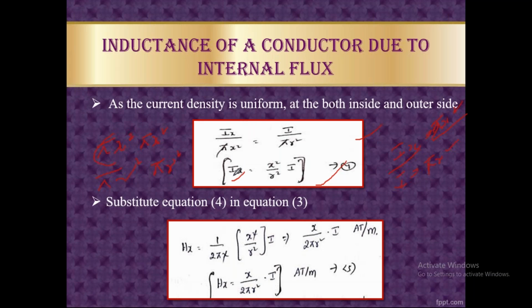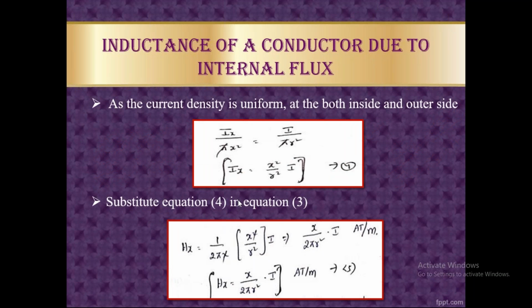We are always remembering that we are calculating the internal field, which belongs to the point x. That's why all parameters are in terms of x. Why? Because we are taking the point x for finding the internal flux. So Ix is equal to x square divided by r square into I, where x is the internal radius, r is the outer radius, and I is the outer current flowing through the conductor.